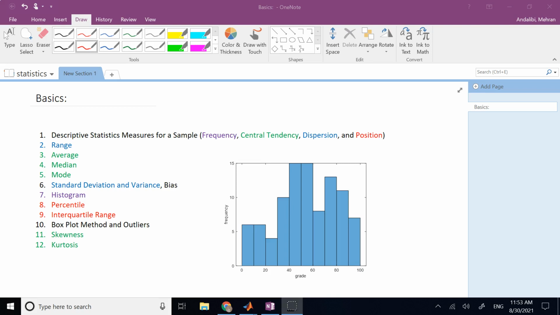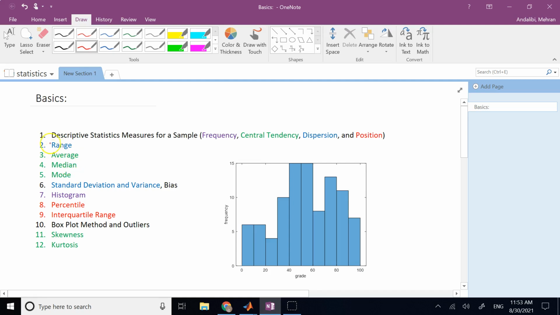So, as I said, in this video, we're going to talk about some basics, mostly what we call descriptive statistics, measures that you can define for a sample. And these measures, you can categorize them into four main groups: the frequency group, central tendency, the dispersion measures, and position. And here I have color-coded these four groups with purple, green, blue, and red.